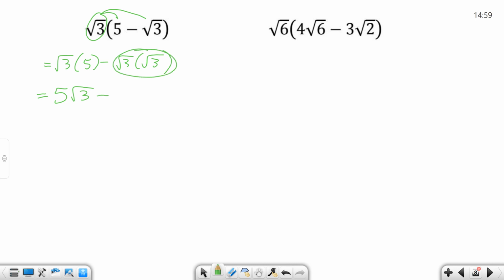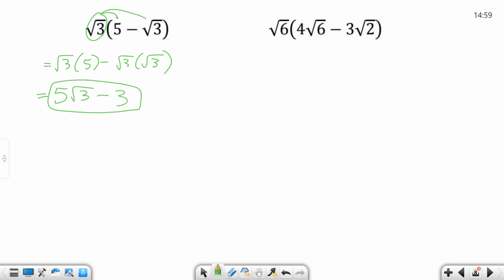Minus the square root of 3 times the square root of 3. Yes, in fact, that's a nice one, because I don't even need to go to the square root of 9. I just need to drop the square root, right? Square root of something times square root of something is something. So this is minus just 3.